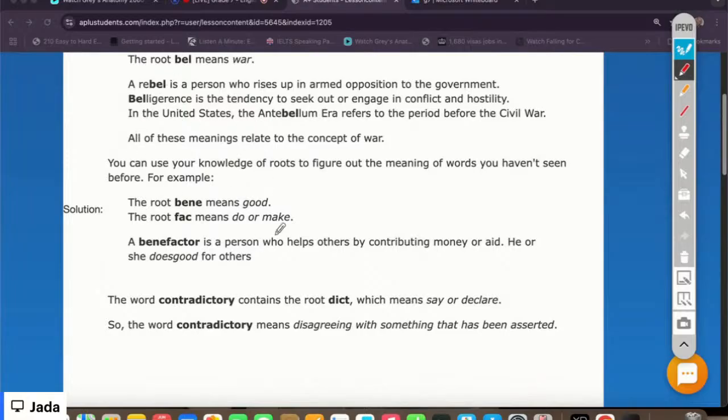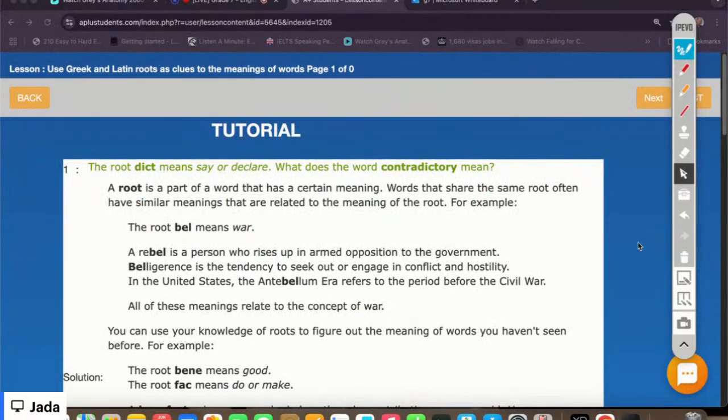You can use your knowledge of roots to figure out the meaning of words you haven't seen before. For example, the root bene means good, and the root fact means do or make. Now, a benefactor is a person who helps others by contributing money or aid. He or she does good for others. So you can see that a root is part of a word that definitely means something, and most times, if words share the same root, they have similar meanings.